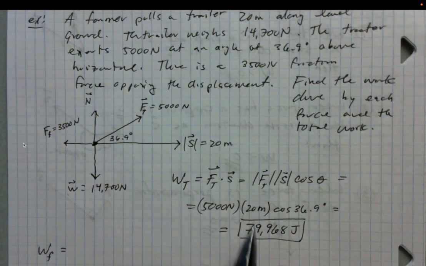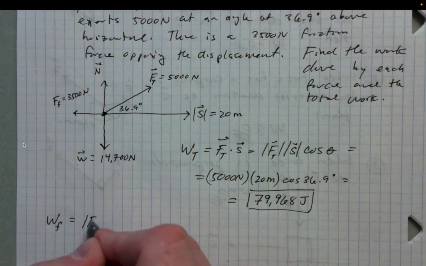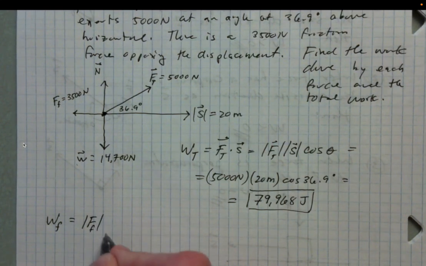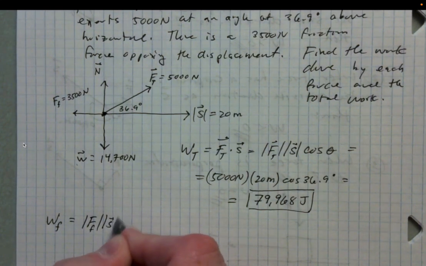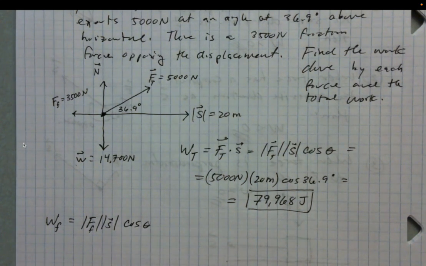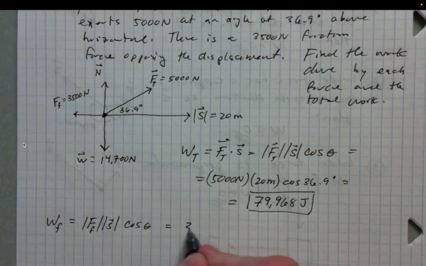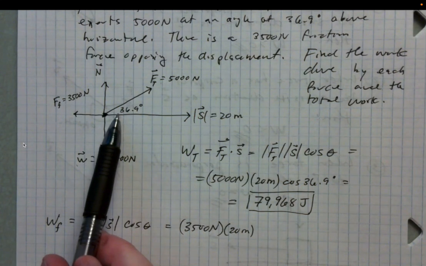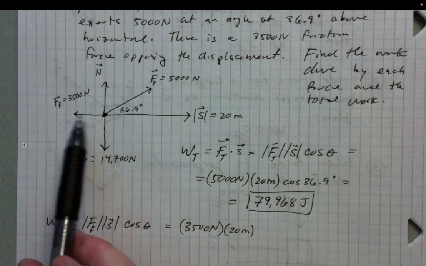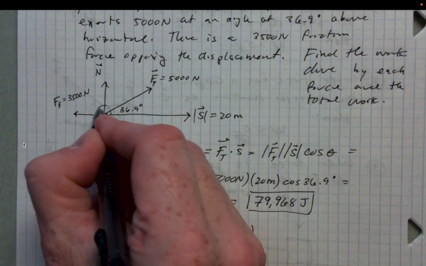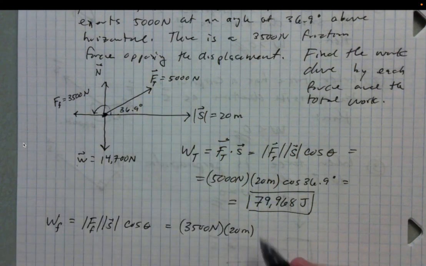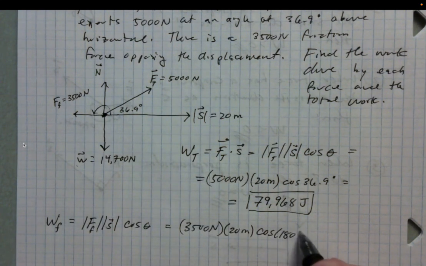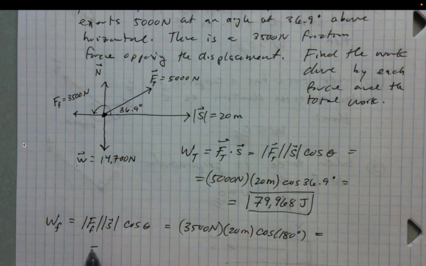Well, same calculation, right? It's the magnitude of the force of friction times the magnitude of the displacement times the cosine of the angle between those two. And so what is that in this case? Well, you got 3,500 newtons times 20 meters. Now what's the angle between the displacement and the friction vector? Remember, that's this whole thing. So it's 180 degrees, isn't it? Cosine of 180 degrees. And what do we get there?